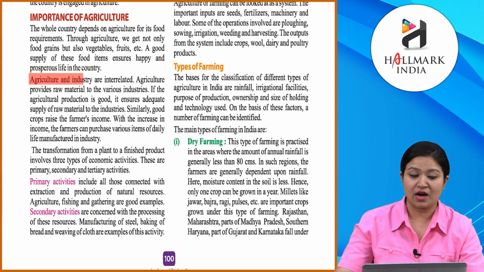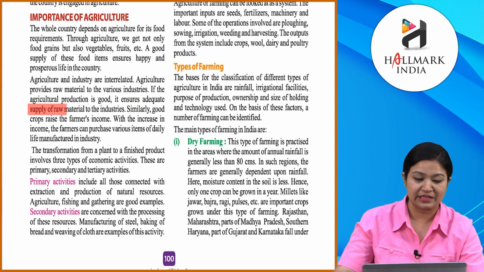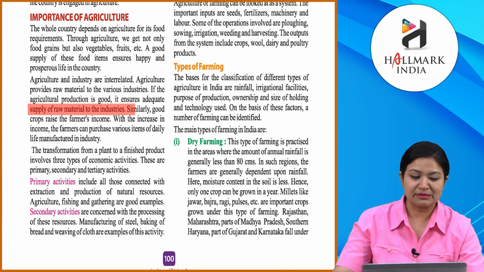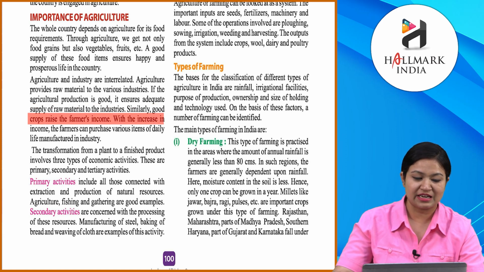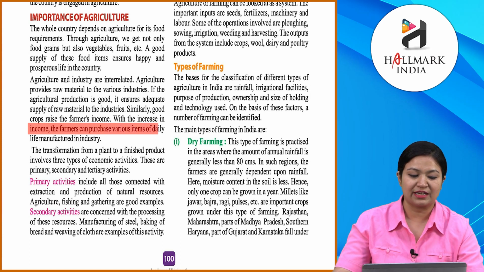Agriculture and industry are interrelated. Agriculture provides raw material to the various industries. If the agriculture production is good, it ensures adequate supply of raw material to the industries. Similarly, good crops raise the farmers' income. With the increase in income, the farmers can purchase various items of daily life manufactured in industry.